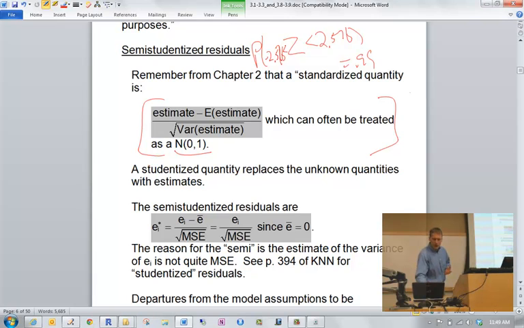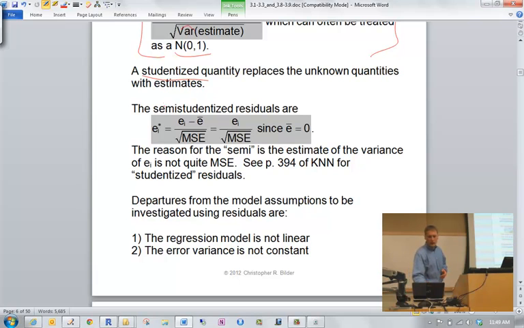Now, what's often referred to as a studentized quantity, all of you have heard of studentized quantities before. If you remember the first time you were ever introduced to a T-test statistic, you probably heard the story about Student's T distribution, and thus a T quantity is often referred to as a studentized quantity. Well, what you end up doing there is replacing the things that you don't know with estimates. That's a studentized quantity.